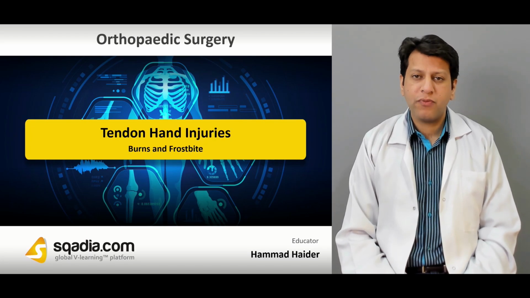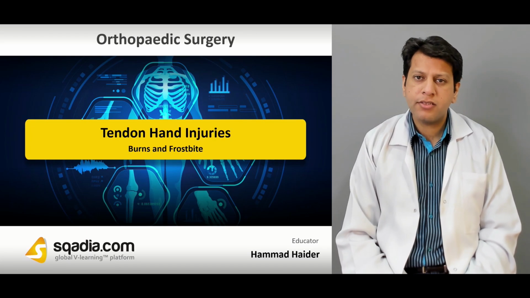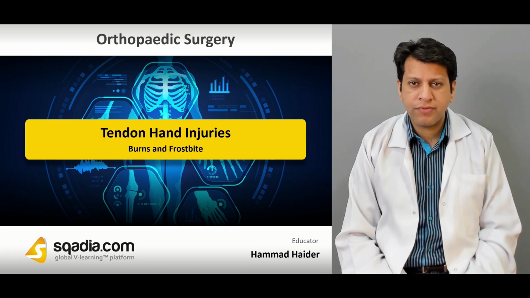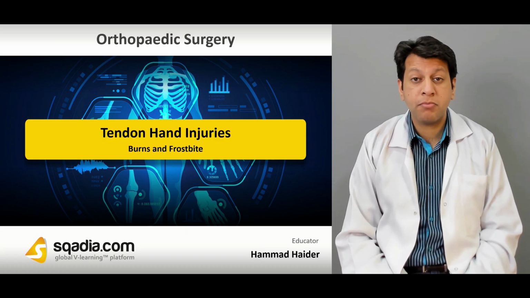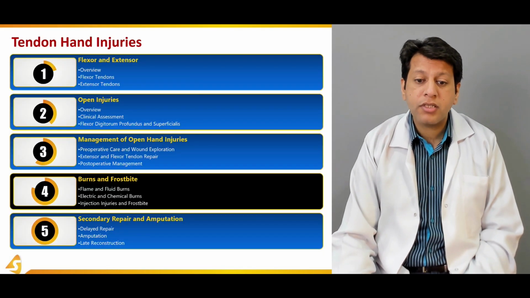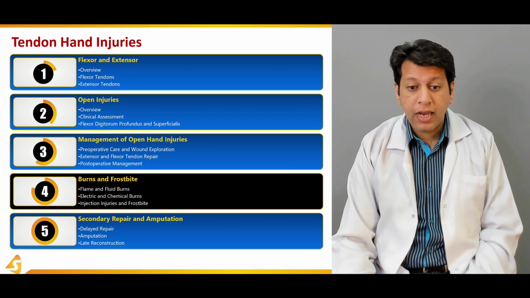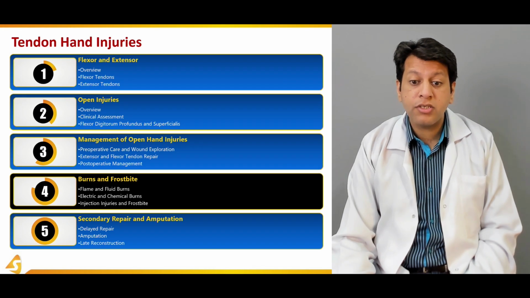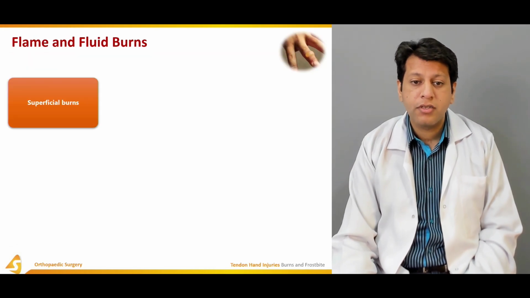Now moving on to some of the other causes of hand injuries, especially those associated with trauma from cold as well as burns. That is, the burn and frostbite trauma of the hand. We'll be discussing flame and fluid burns, electric and chemical burns, injection injuries, and frostbite as well.